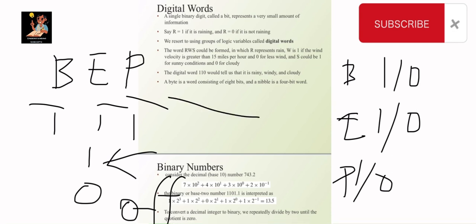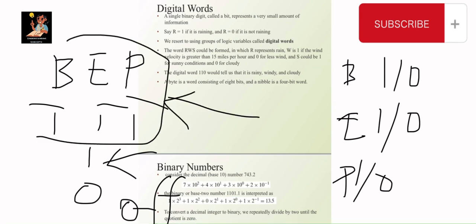This digital word is giving me the information: 1, 1, 1, B1, E1, and P1, which means yes, you are at the Bush Canteen, yes, you are eating, and yes, you have 2 plates. Okay, so that is the information the digital word is giving us.